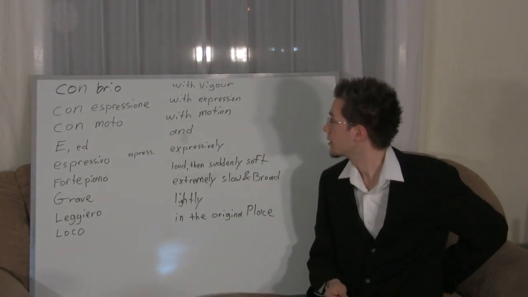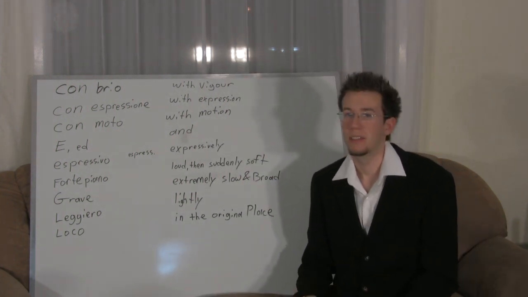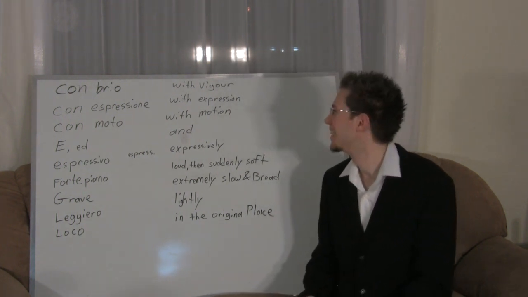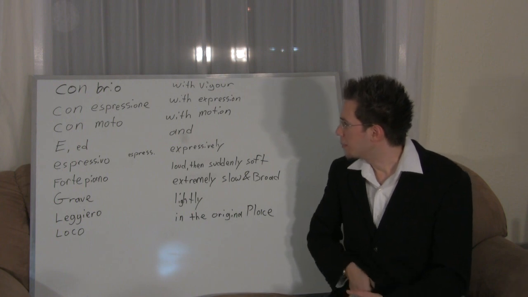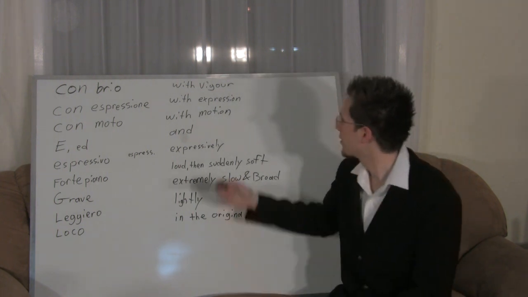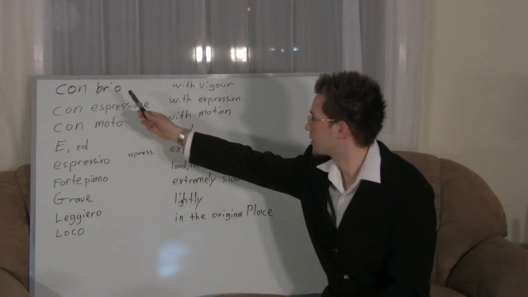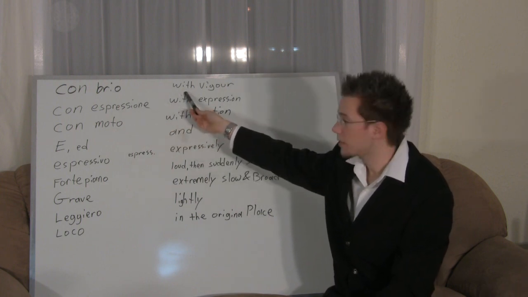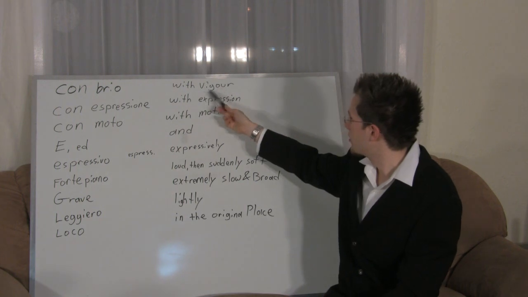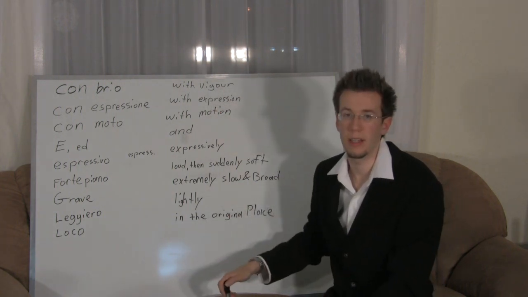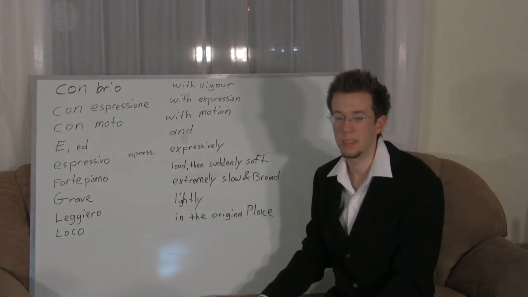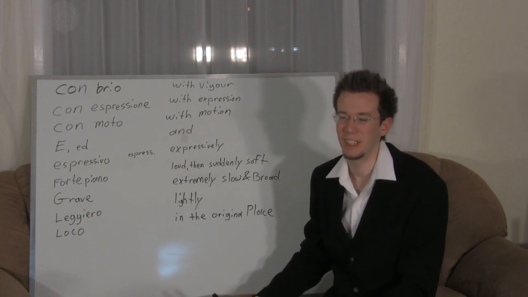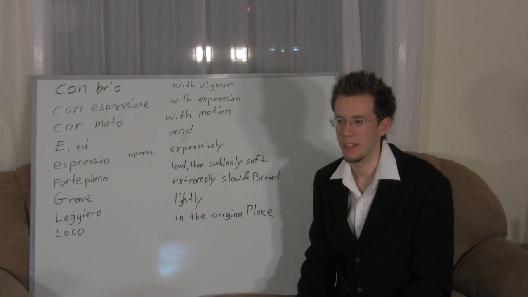So we've got more cons. You're just gonna get all conned out on this video. Okay, so we've got con brio, con espresso. Oh, well, I should probably just do this regularly. So con brio. Con obviously means with, and brio, vigor, okay? So it's kind of self-explanatory. You want to play it with vigor. So just put more into it.